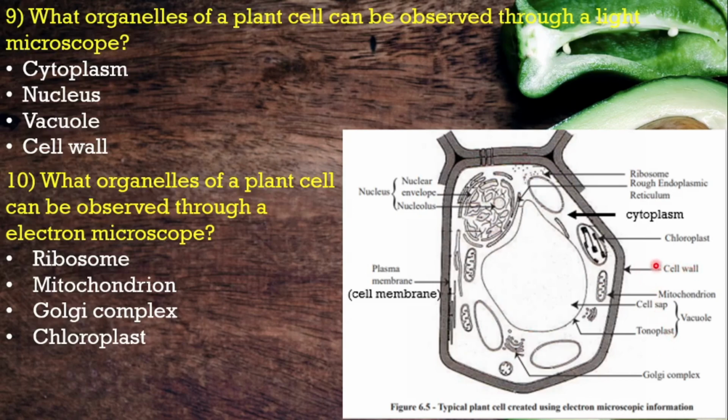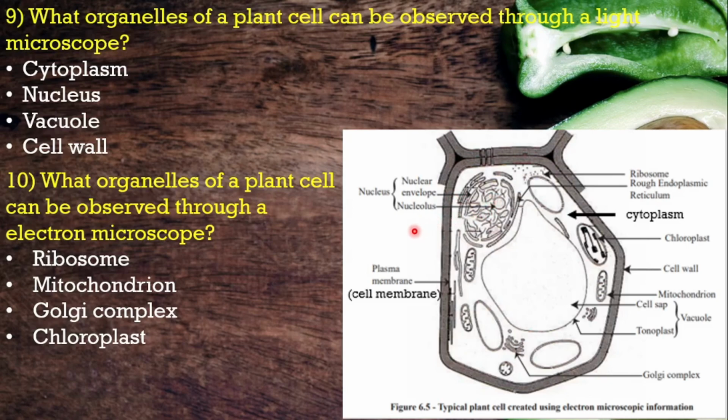Here we have the cell wall. This is the cell wall. And here we have mitochondrion. Here we have chloroplast. And this is cytoplasm, endoplasmic reticulum. And these are all ribosomes. Here we have the nucleus. In the nucleus, you can find nucleolus.